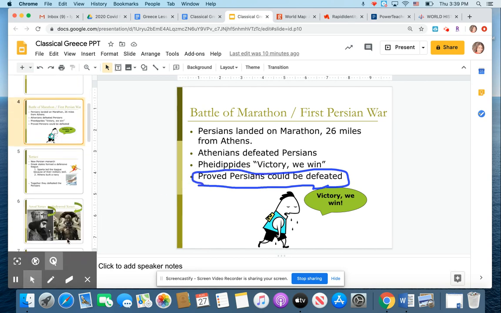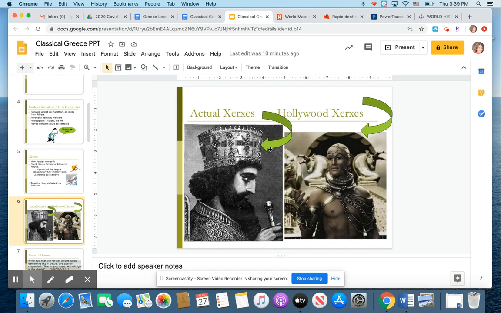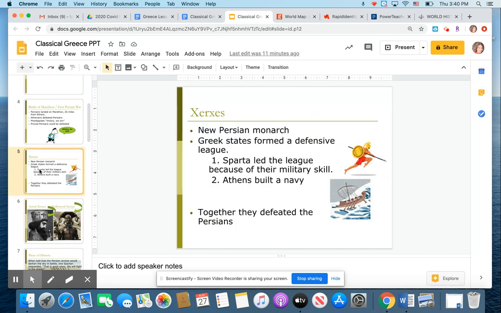All right, so if you're Persia, what do you think you want? Now you want revenge. And the next Persian monarch is a guy named Xerxes. This is what he actually looked like. This is what Xerxes looks like in the stupid movie 300. Sorry if you like the movie 300. It's stupid and historically not accurate and just very dumb. But this is what Xerxes would have actually looked like. Xerxes wants to go get revenge and beat up on Athens for defeating Persia in the Battle of Marathon.